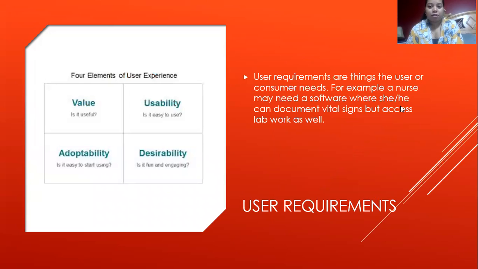Our discussion this week was about user requirements, on how we go about figuring out user requirements for a prescription process, on how to update a prescription process. So user requirements are things that the user or consumer needs. For example, a nurse may need a software where he or she can document vital signs but access lab work as well. And 4 elements of user experience: is it useful, value?